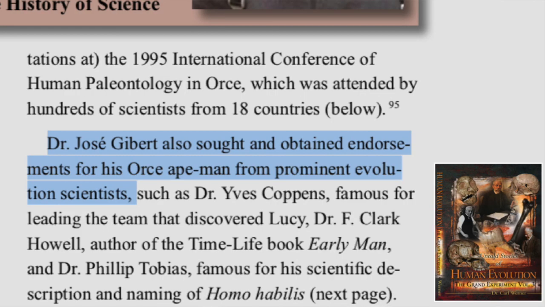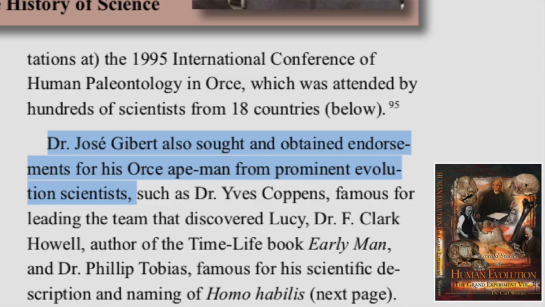And so he sought and obtained endorsements of his Orce ape man from prominent evolutionist scientists. It's kind of a good old boy club. You know, I'll scratch your back, you scratch mine. I'll say yours is an ape man, you say mine is an ape man. Dr. Johanson, he was the co-discoverer of Lucy, he endorsed this one, and also Phillip Tobias, and he's coming on later in this talk.